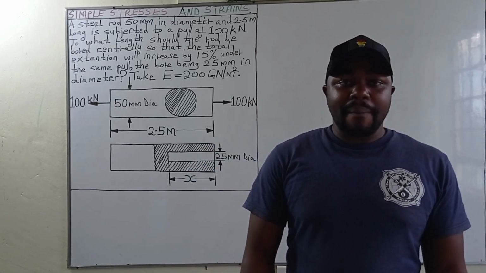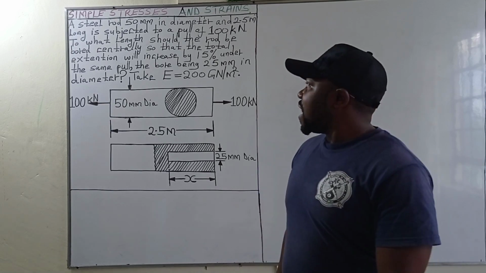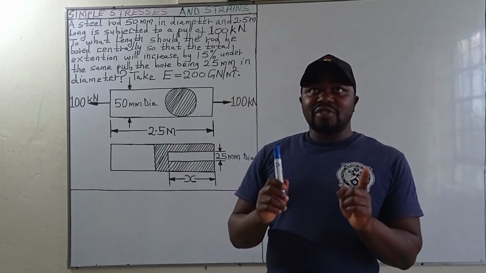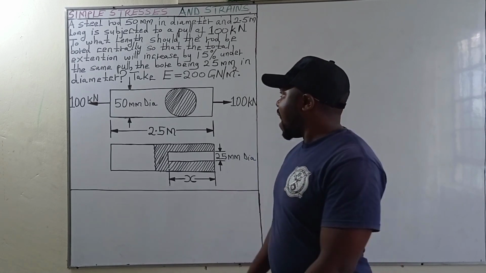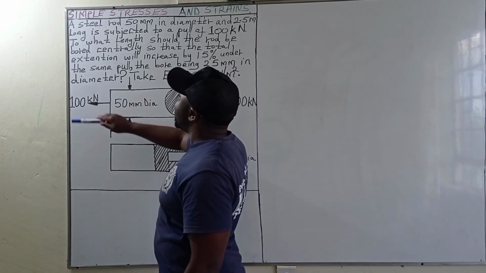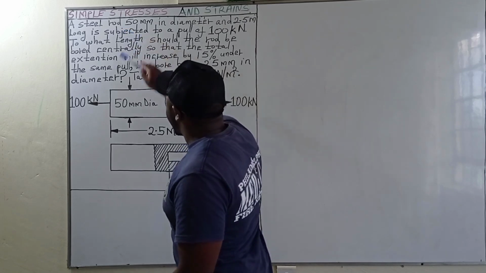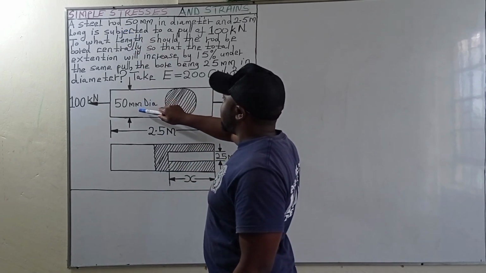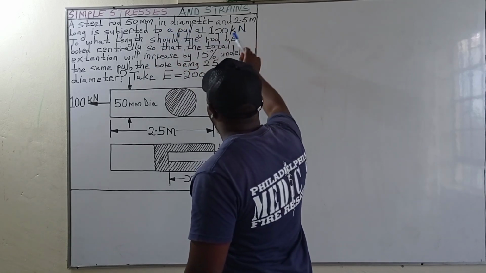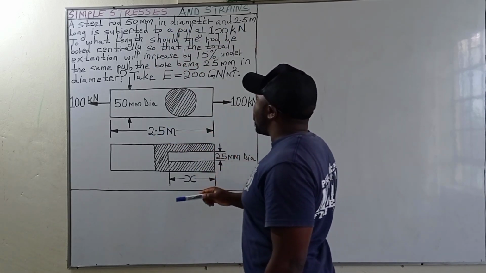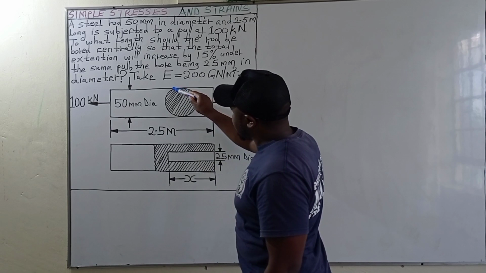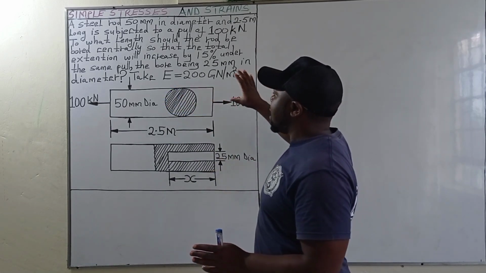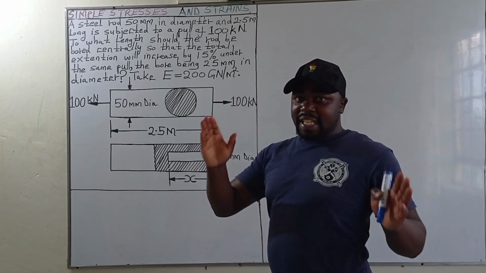This is George Kamiti. The question of today, we are still dealing with simple stresses and strains, and we got this question that we need to solve. A steel rod that is shown in the figure below has a 50 millimeter diameter and it is 2.5 meters long. And the cross section, this circle shows that the cross section of this steel rod is a circle.